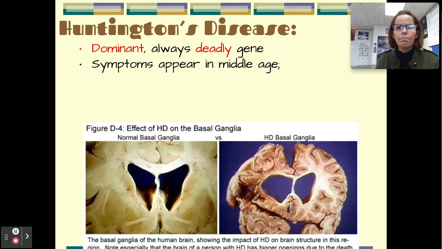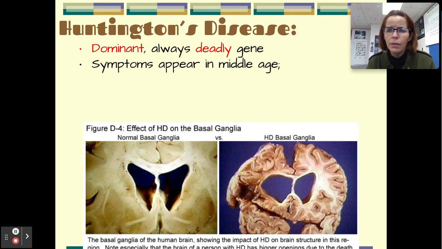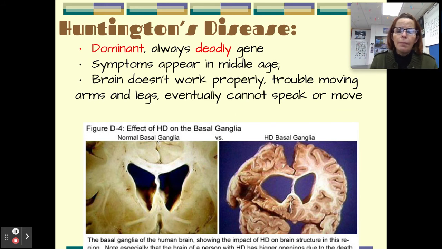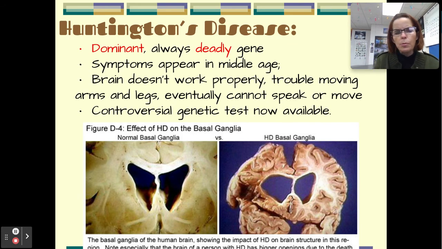It's something that people die from 100% of the time. Symptoms don't appear until people are in their middle age, somewhere in the 40s or 50s is when they first get their symptoms. And you can see the two brains on the photograph here. That's a normal brain on the left and a Huntington's brain on the right. They become very shriveled. The brain gets smaller, so the brain doesn't work properly. They have trouble moving their arms and legs, and eventually they can't speak or move.